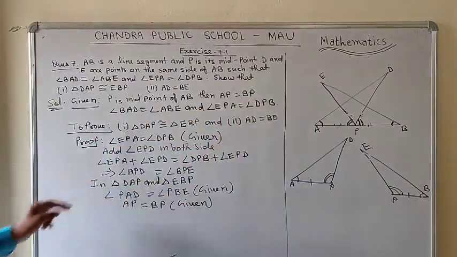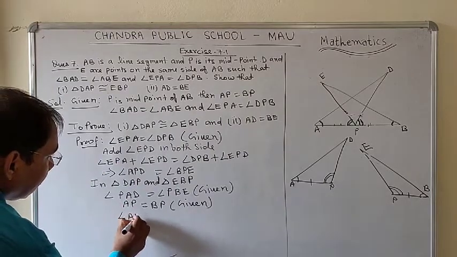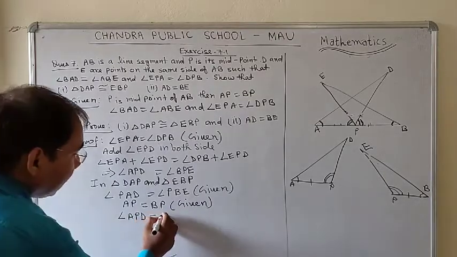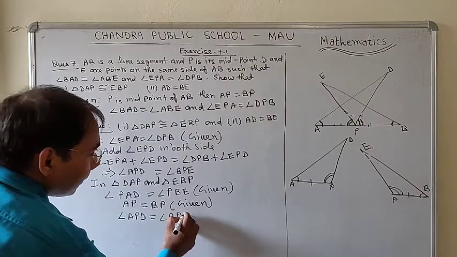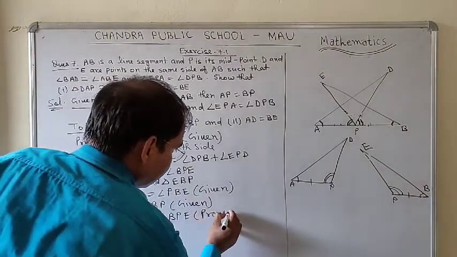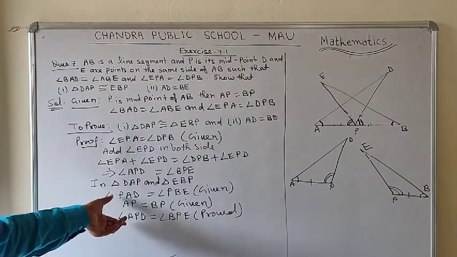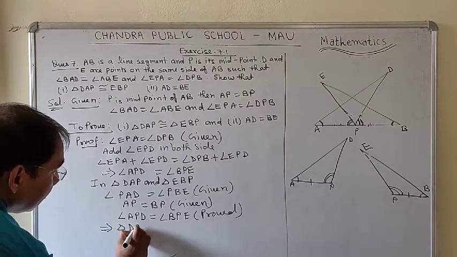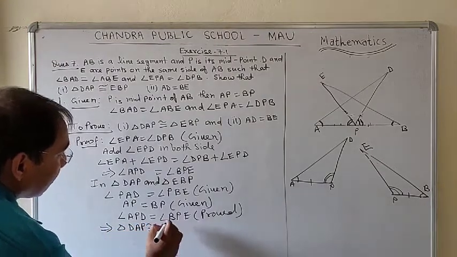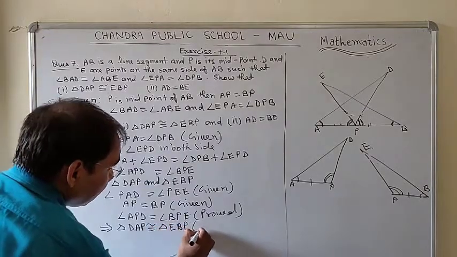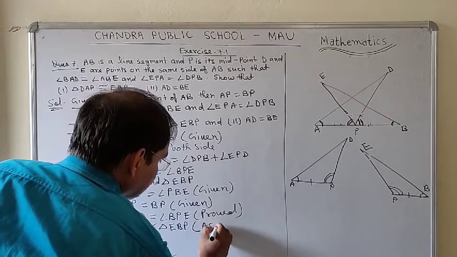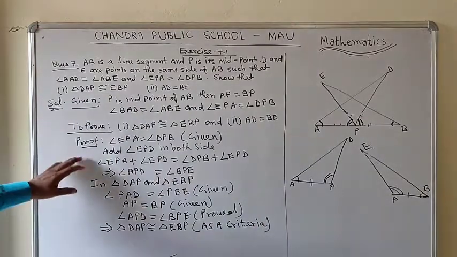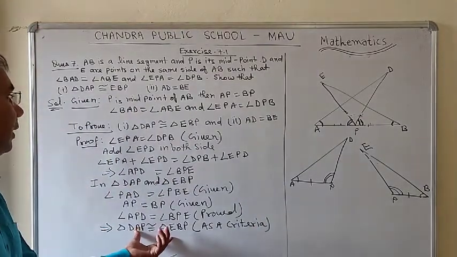And now here you have proved that angle APD equals angle BPE. So here two angles and the included side are equal. It shows that triangle DAP is congruent to triangle EBP. By which criteria? By ASA criteria. So the first part is proved. These two triangles are congruent. That is the first part.